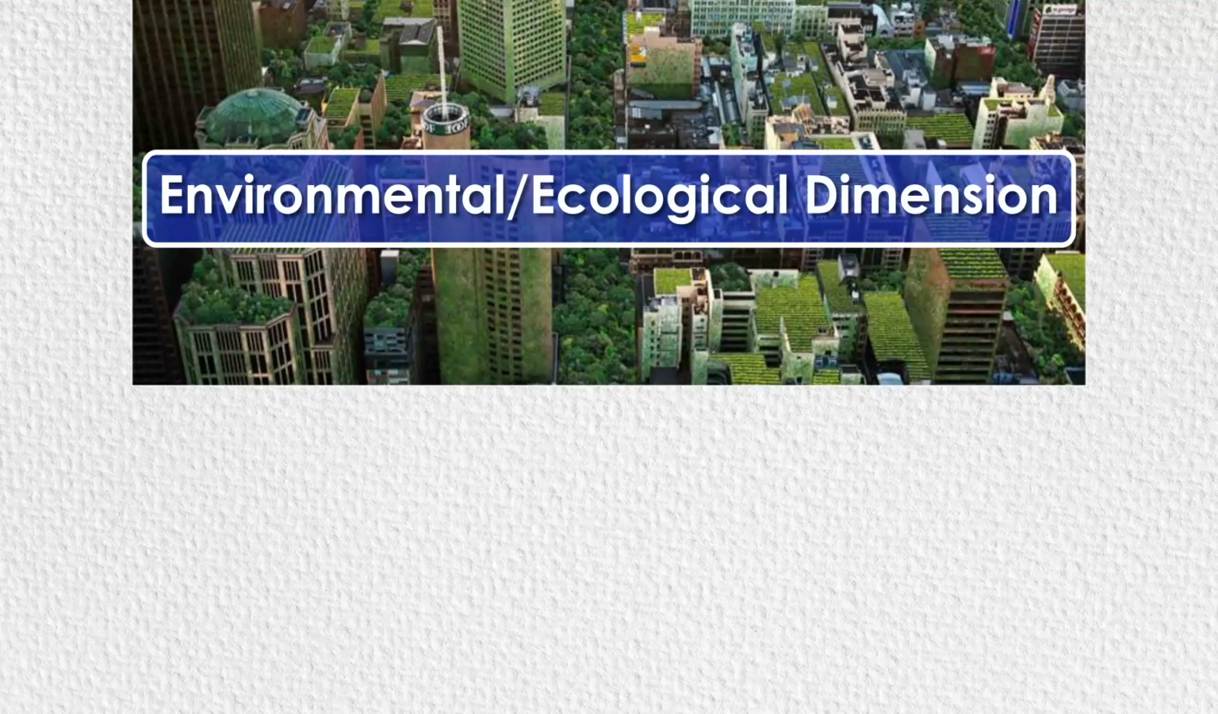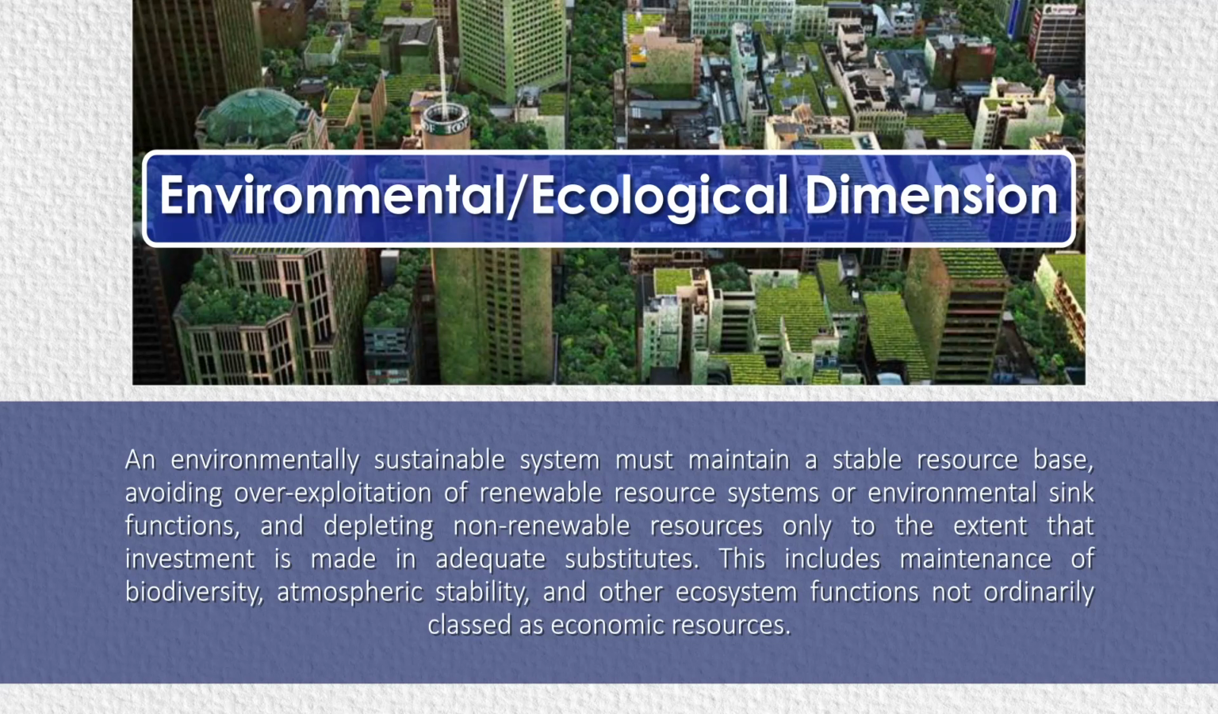When we look into the environmental or ecological dimension, an environmentally sustainable system is about the environment and sustainable system. When we are looking forward to an environmentally sustainable system, we must maintain a stable resource base, because we entirely depend on the resources. So we have to avoid over-exploitation of renewable resource systems, or the environmental sink function, and deplete non-renewable resources only to the extent that investment is made in adequate substitutes.